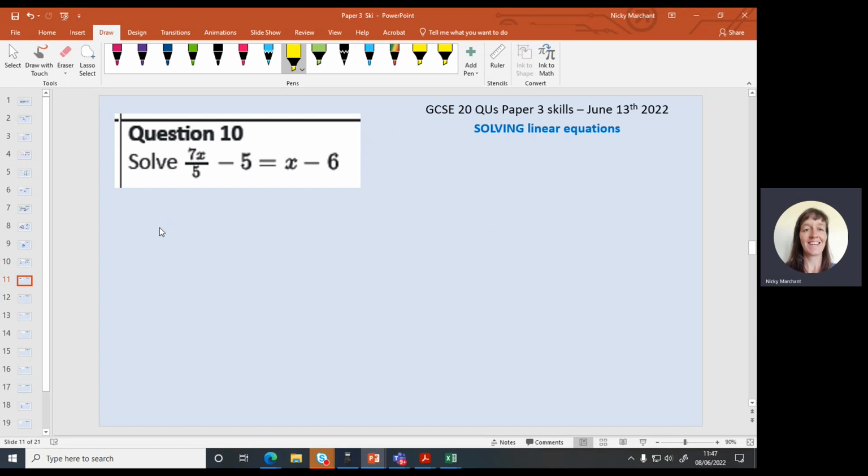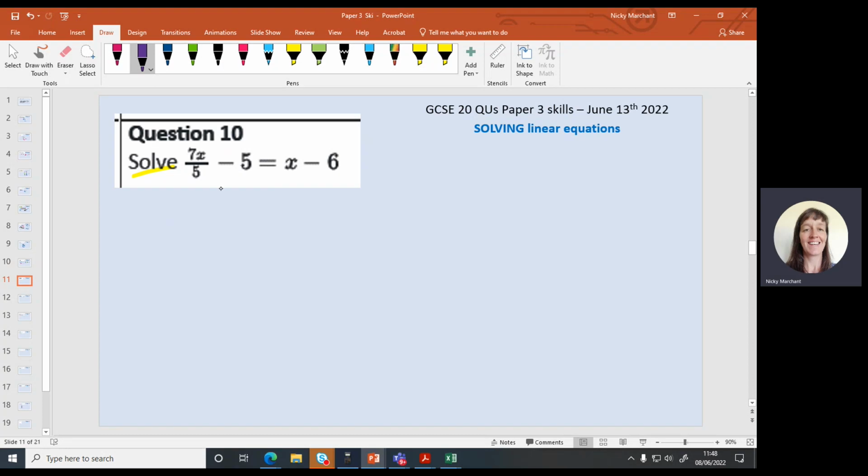So quite a lot of algebra in this set of questions, but there always is, about 20% of the exam will be algebra. So it's good to get a few marks along the way if we possibly can. Solving this equation. So solve. When it says solve, it means it actually wants a value for X. It wants you to end up with either X equals or something equals X. So we're heading for getting our X on its own with a number value at the end.